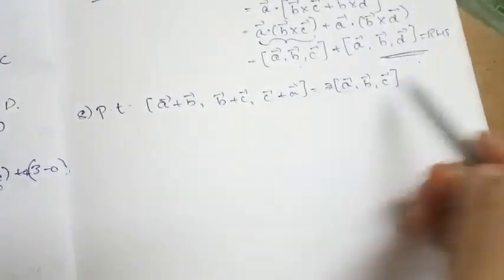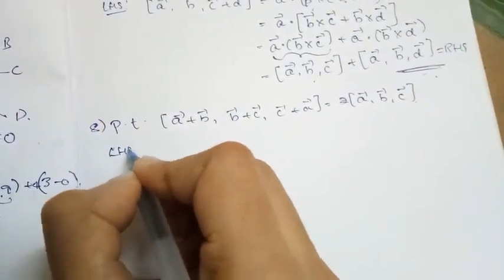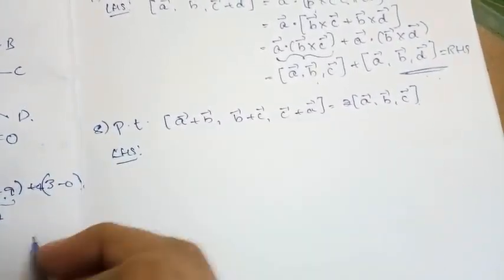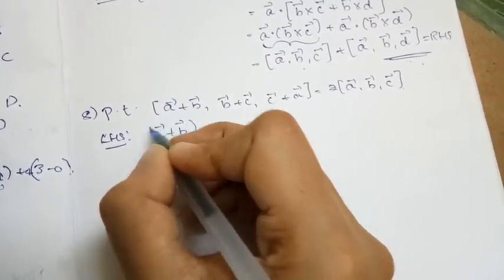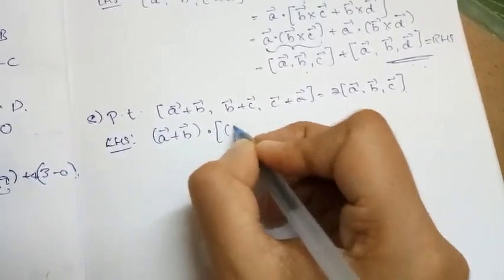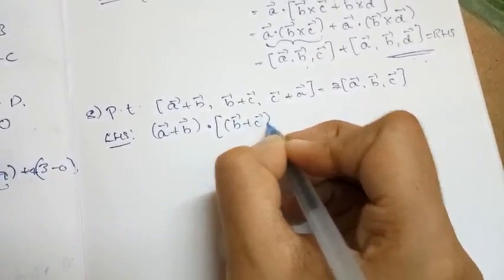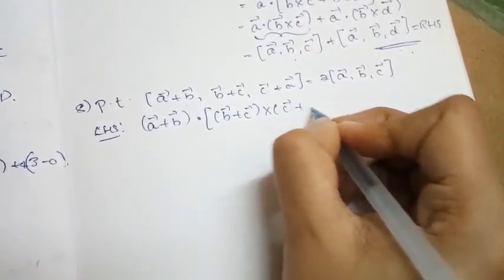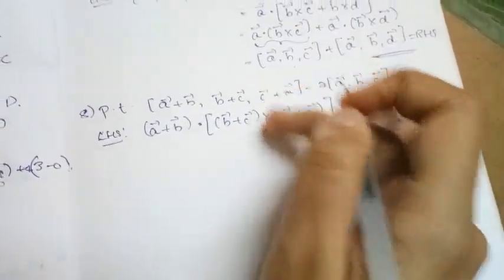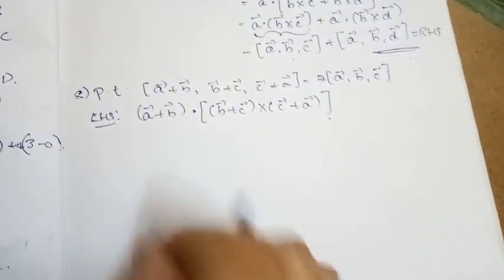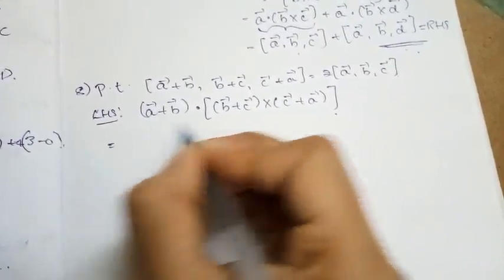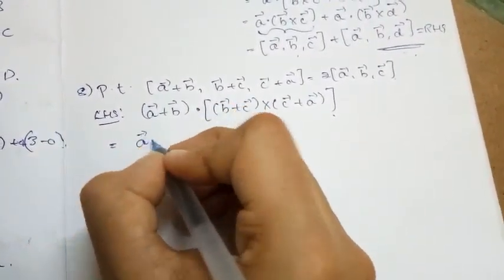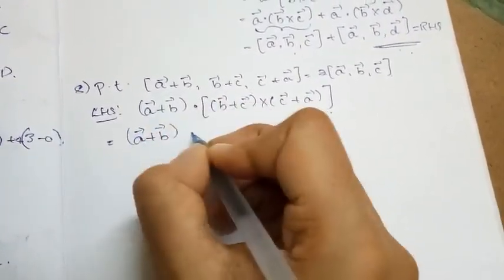So there is another question similar to the above question. We need to prove this one. So I'll consider the LHS. I can write this LHS as (vector A plus vector B) dot (vector B plus vector C) cross (vector C plus vector A). This is how the scalar triple product can be written using the dot product and cross product. So now this one is equal to (vector A plus vector B) as it is.